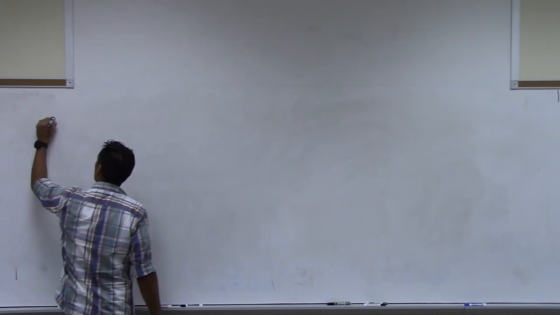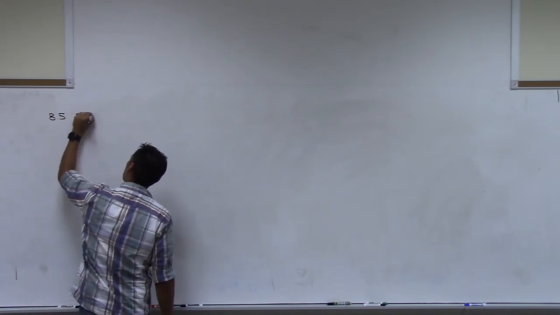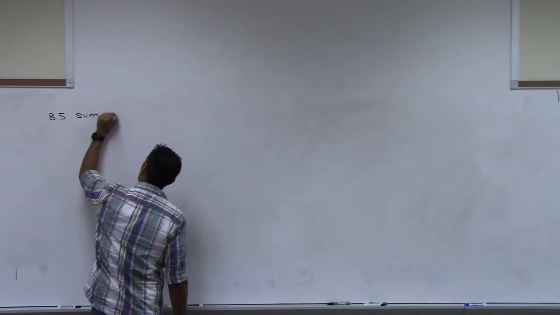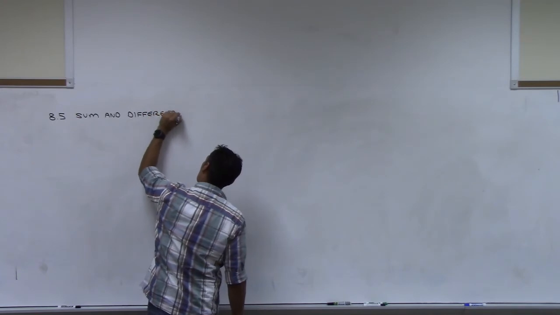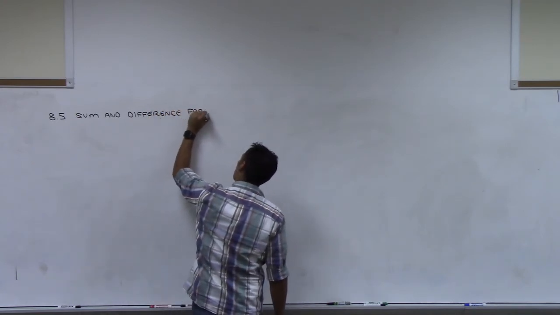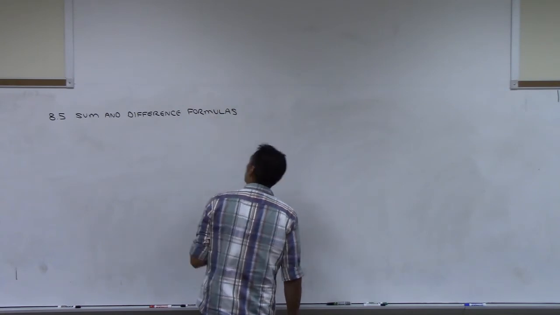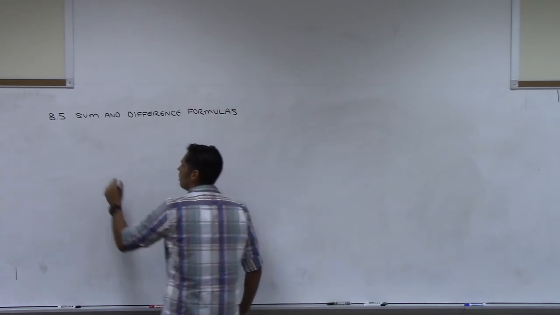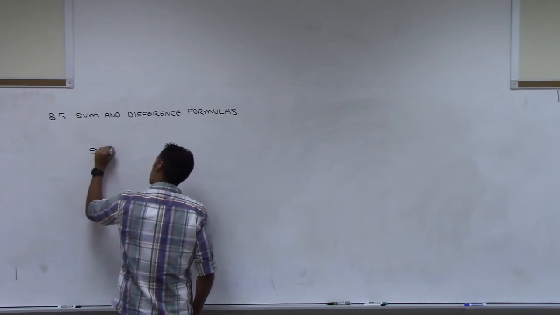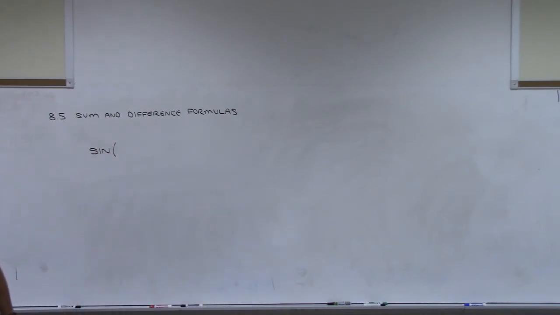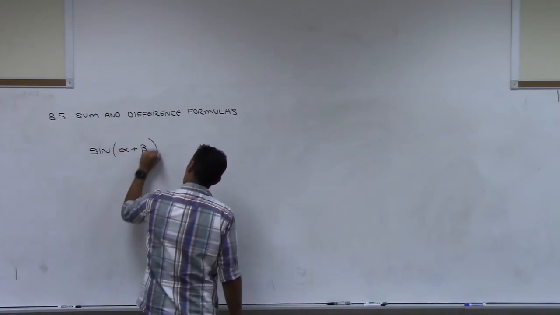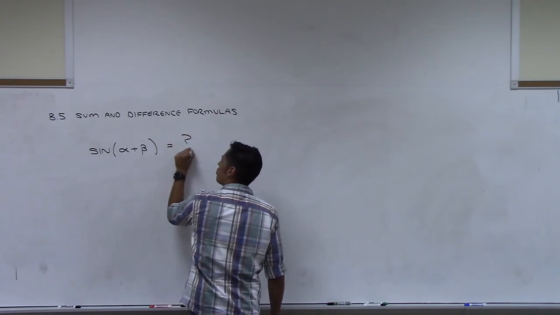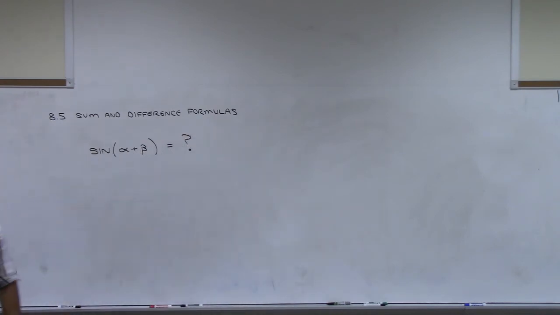So let's take a look at them. 8.5, the sum and difference formulas. I want to make sure I use the same notation. They use alpha and beta in the book. Okay. Alpha plus beta equals. Now don't put this question mark, but that's just me thinking out loud here.